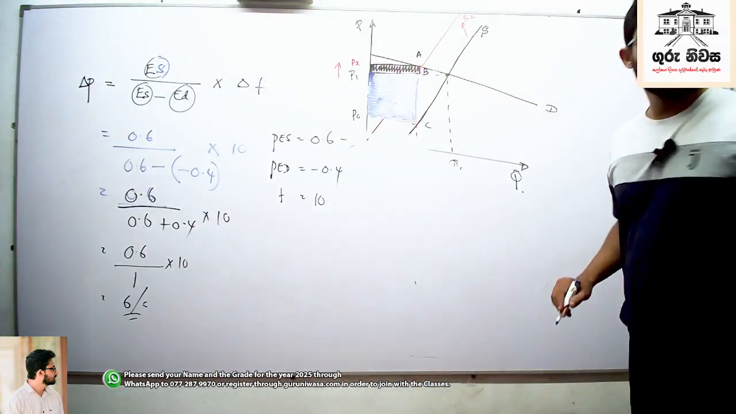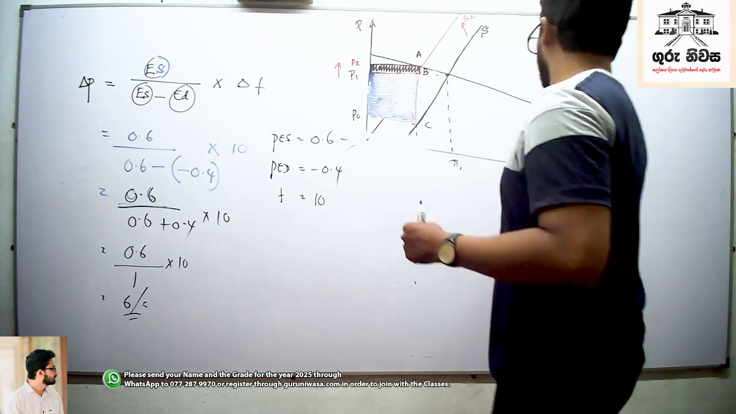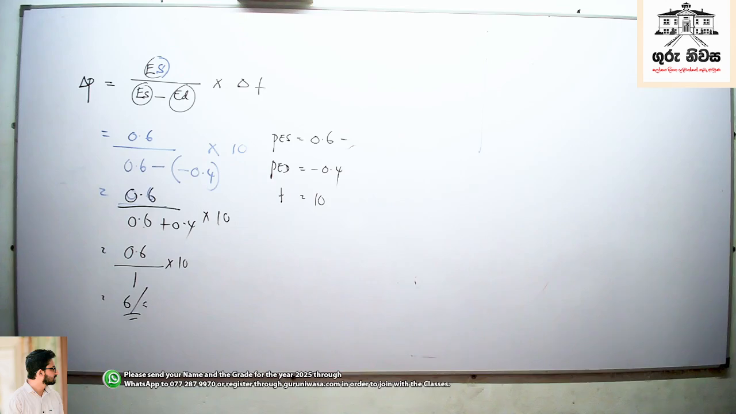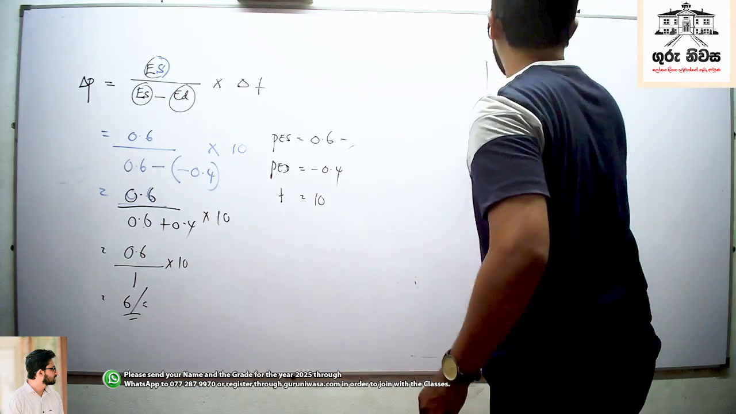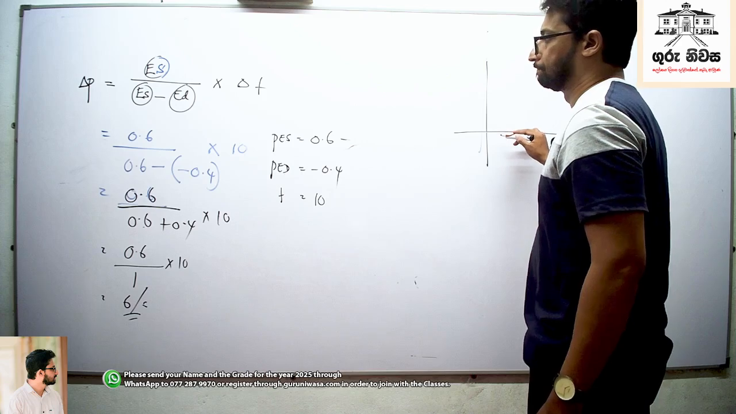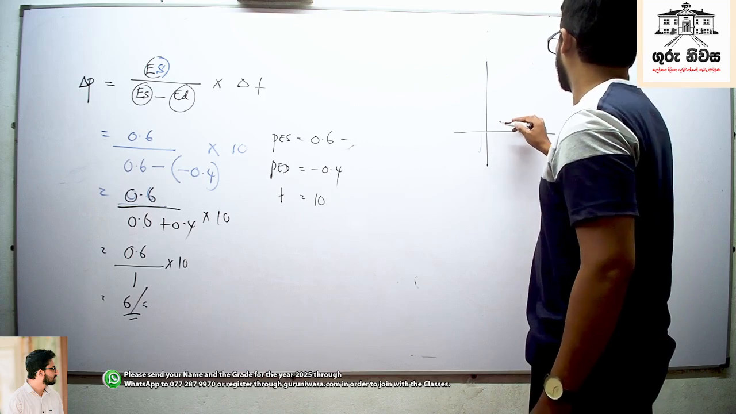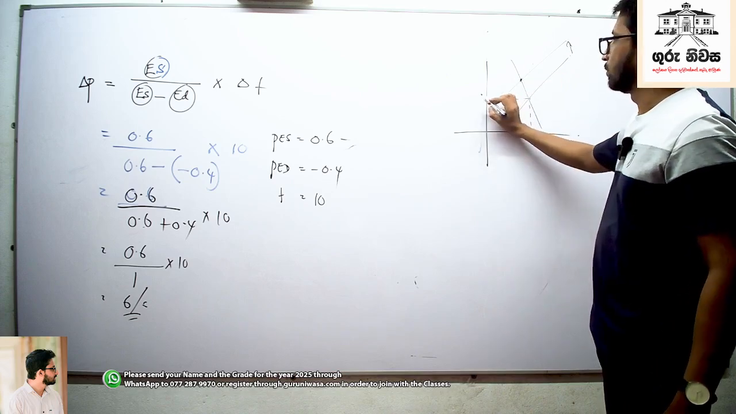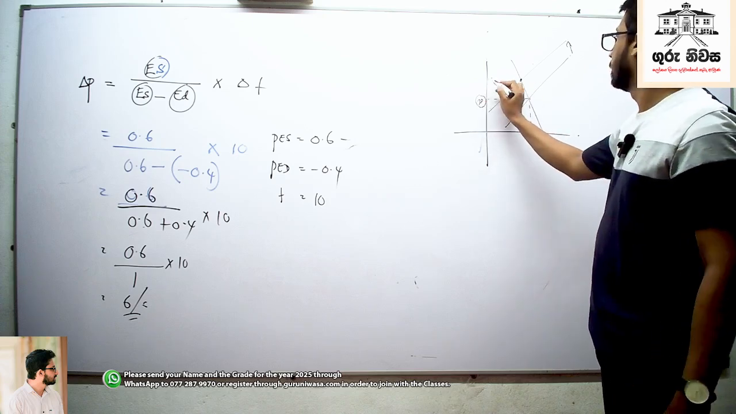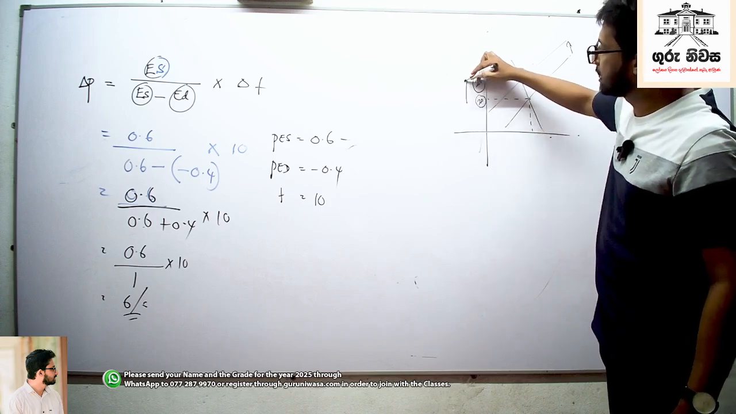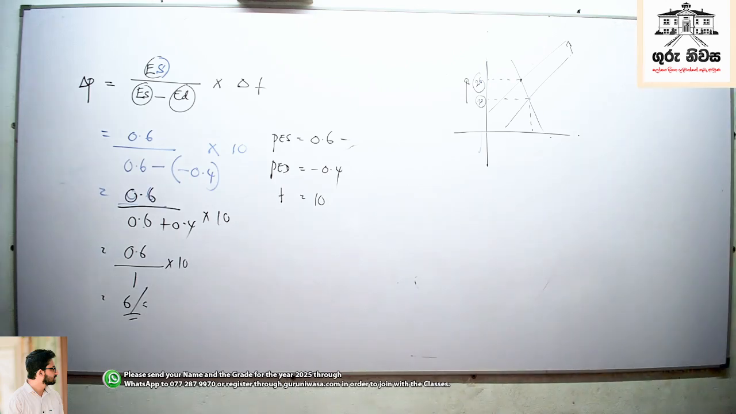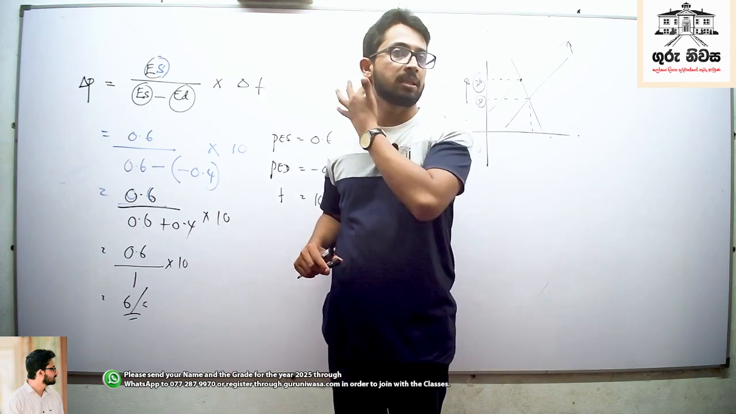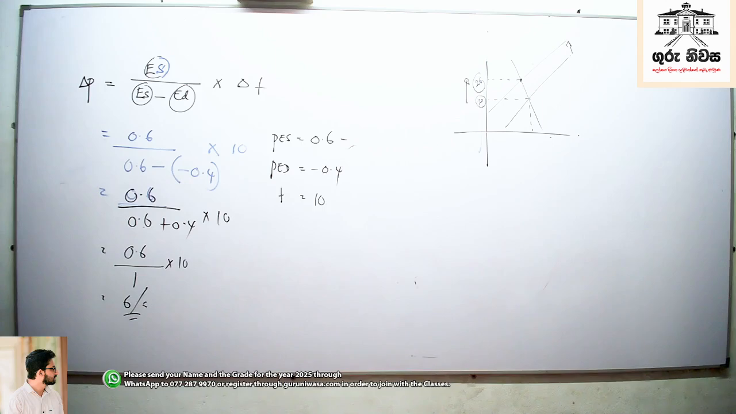Don't misunderstand. Here 6 means, what does it mean? If the government imposes a unit tax of 10 rupees, assume that this is the supply curve and this is the demand curve. Assume your original equilibrium price is 20 rupees. Then the new equilibrium price would be 26. The price will increase by 6 rupees. Using this equation, you can say by how much the equilibrium price increases. In other words, we can say the consumers' tax burden.